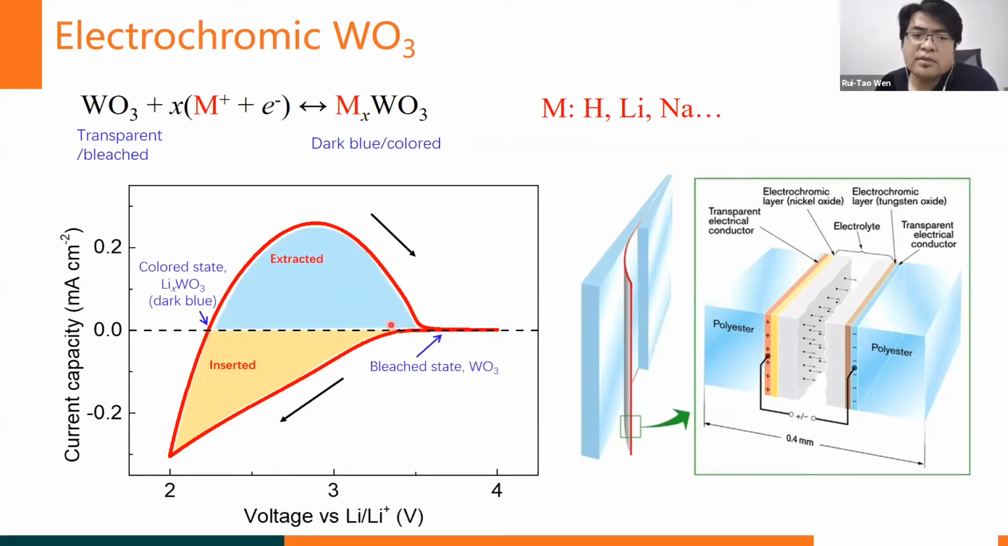In the ideal case, the inserted charge and the extracted charge should be equal. That would be very good, and the Coulombic efficiency would be 100%. But in real cases, it's not. Normally, the Coulombic efficiency is less than 100%, and the inserted charge is normally a little bit larger than the charge that can be extracted, which means some ions are left inside the electrode and cannot be extracted anymore. So after many cycles, this kind of device will get degraded and lose its electrochromic properties.